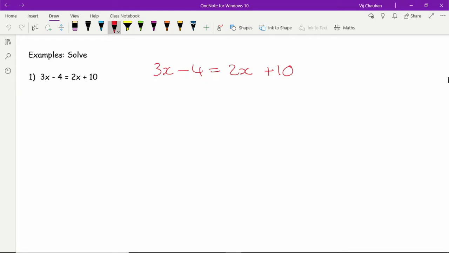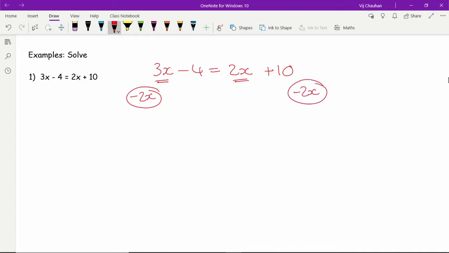So here, as you can see, we've got 3x and 2x on both sides. My choices are 3x and 2x, so I've got to ask myself which is the smallest of the two amounts. That's going to be 2x. So I'm going to subtract 2x from both sides.